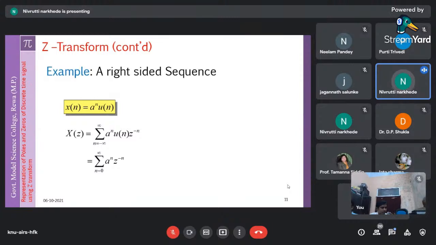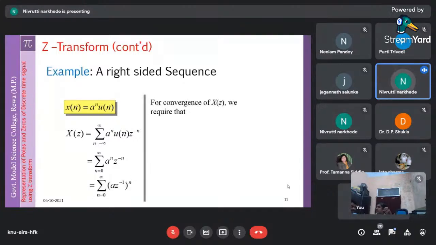That's why the above summation reduces to the summation from n equals 0 to infinity of a^n, with u[n] equal to 1, times z to the power minus n. Or we can say it is the summation of (a z inverse) raised to n. Now apply the property of the geometric progression. For convergence we require one condition: the modulus of the common ratio should be strictly less than 1.